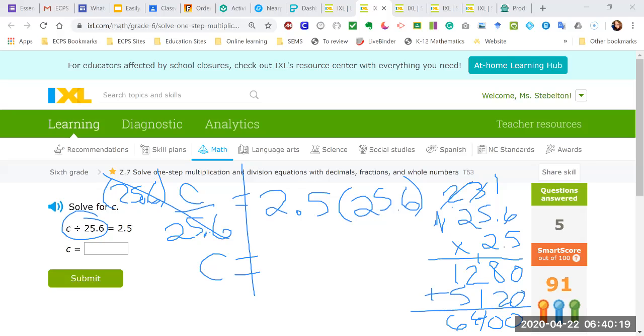Now, again, we're going to count decimal places. So this goes in 1, this goes in 1. So all together, we're going to go in 2 decimal places. So 1, 2. If we do that, that's 64.00, which is the same thing as just saying plain old 64. So we're going to put 64 right there.